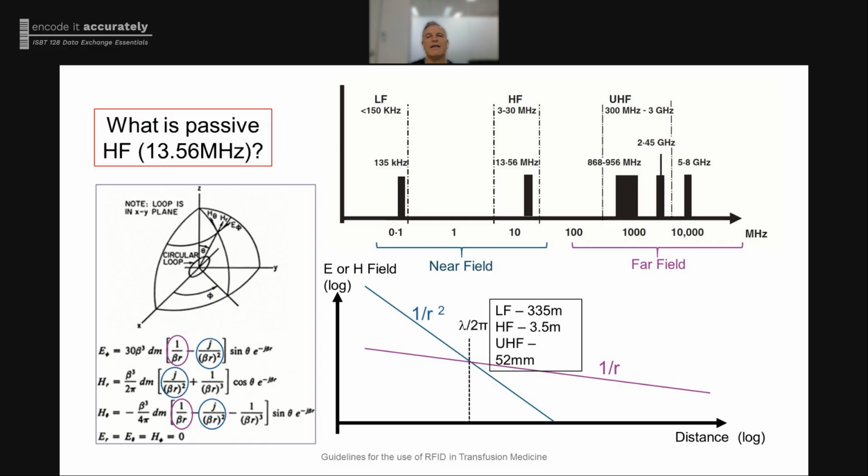This transition between near and far fields is shown for the three frequencies. The LF and HF systems operate at less than half a meter, which is well within the near field, whereas UHF operates beyond 52 millimeters, which is clearly in the far field.